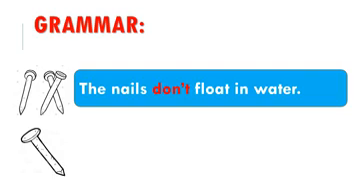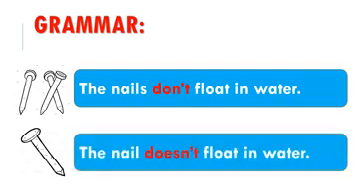How about the next sentence? The nail doesn't float in water. So this time, how many nails do I have? I only have one. When we say one, it is singular. So we're going to use doesn't. Okay? So let's read the sentence, kids. The nail doesn't float in water.